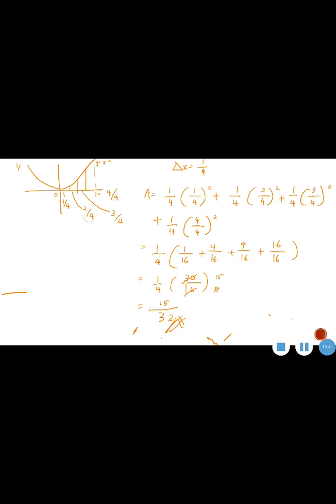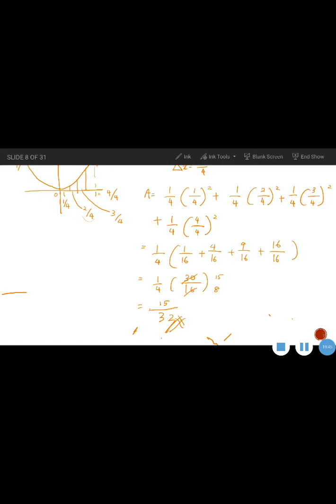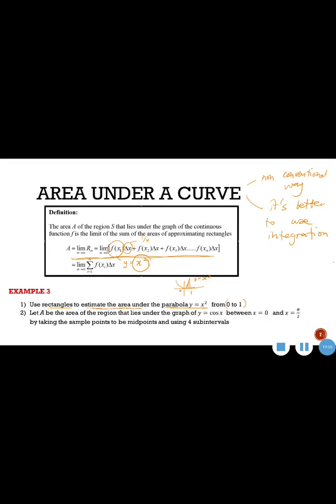Okay, so now we want to do example 2. So example 2, let's look back at the question again. Example 3.2 wants us to find, okay, let's read the question first. Let A be the area of the region that lies under the graph of y equals cos x. Y equals cos x, how does it look?